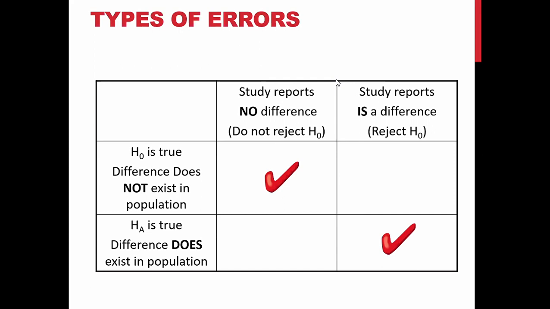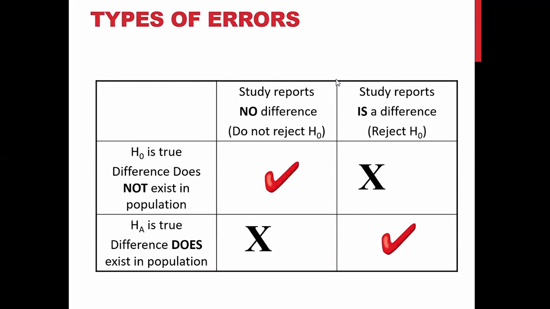However, errors may occur. Next slide please. A study report may state that there is a difference, so you reject the null hypothesis, but the alternative hypothesis is true and the difference does not exist in the population. Okay, so this one is a type 1 error.